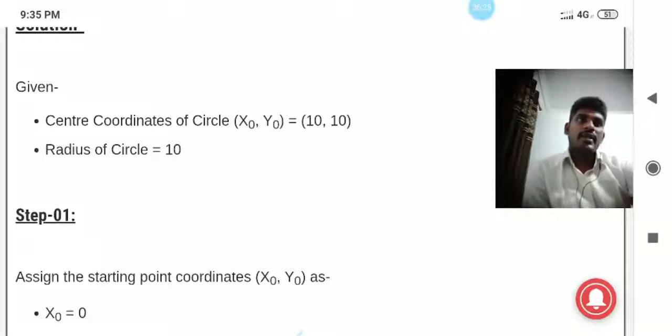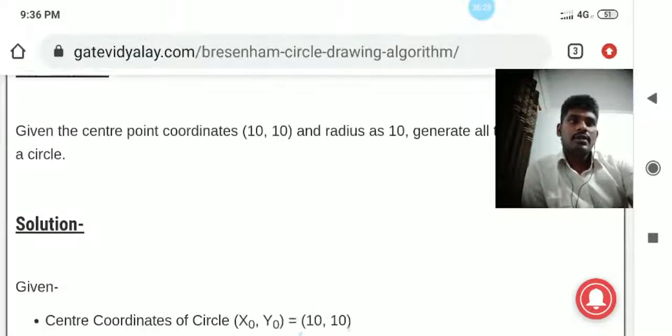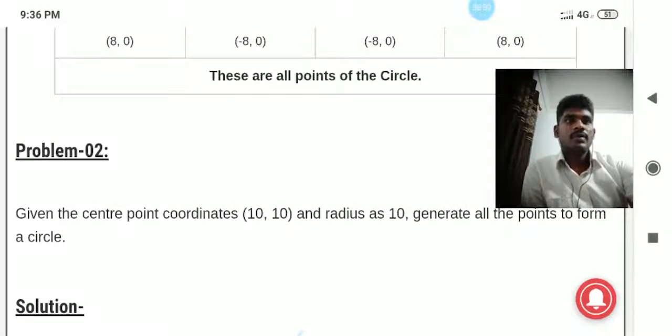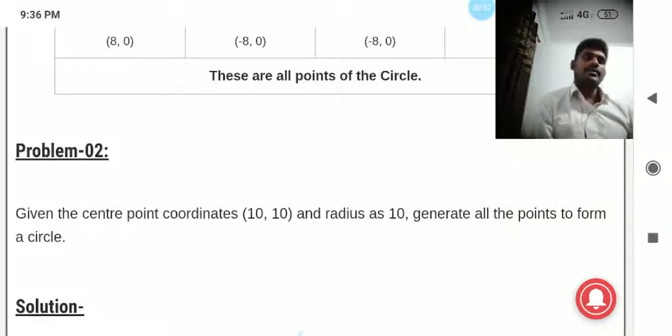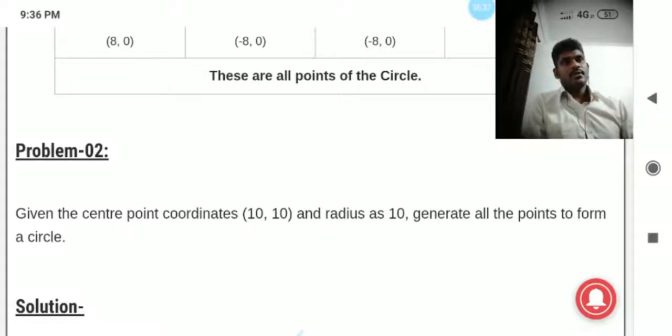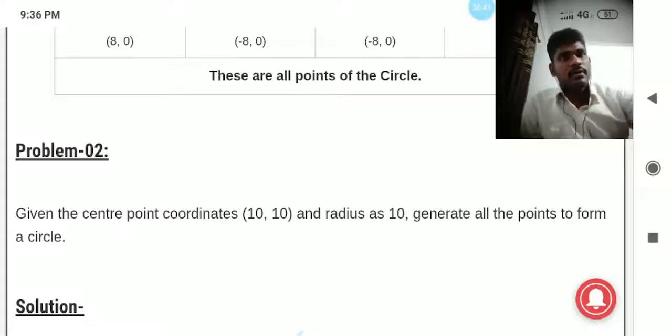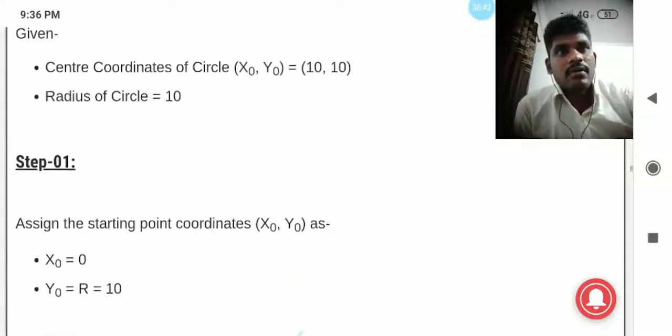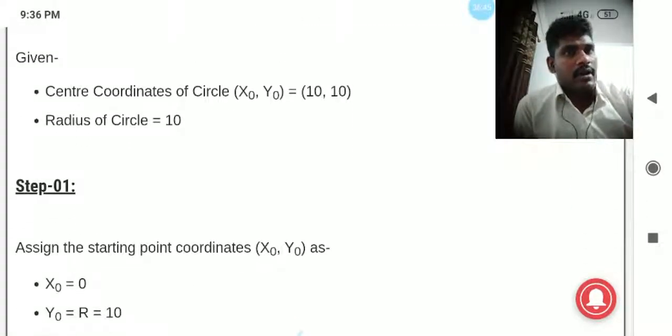Do you want to take one more example? We can take one more example here. Now the starting coordinates are 10, 10, and the radius is also 10. So x naught is 10, y naught is 10, r equals 10. Substitute the values: x naught 10, y naught 10, and r 10.